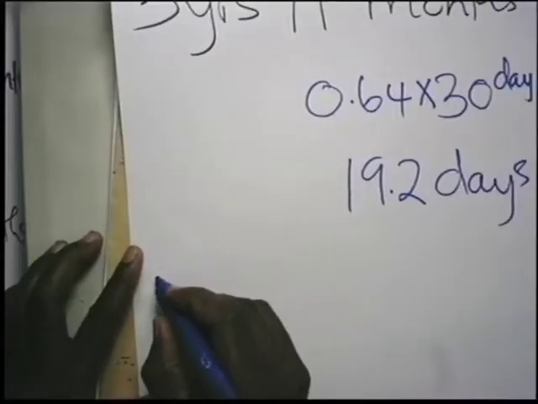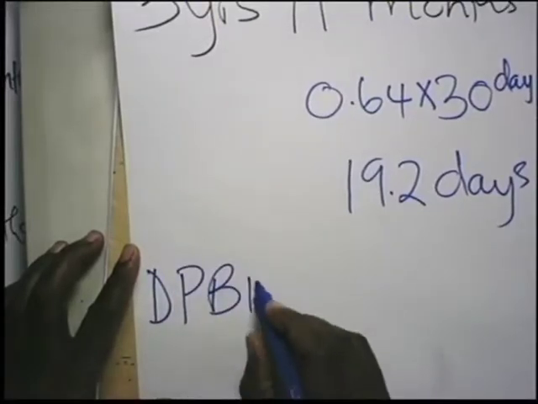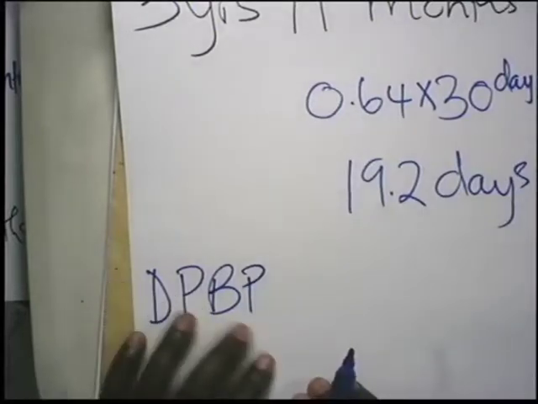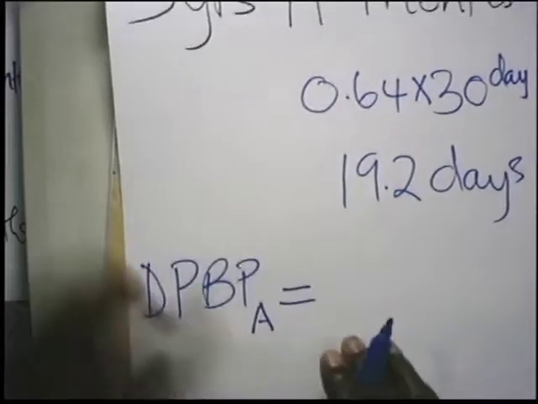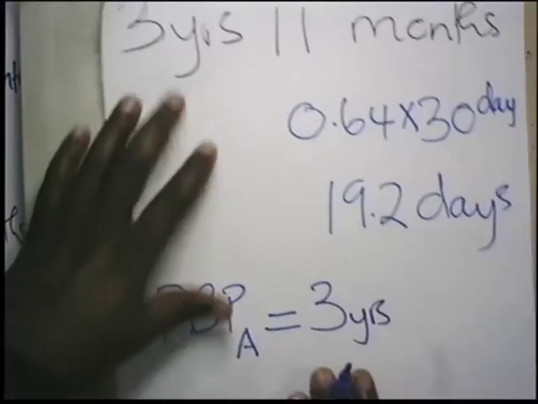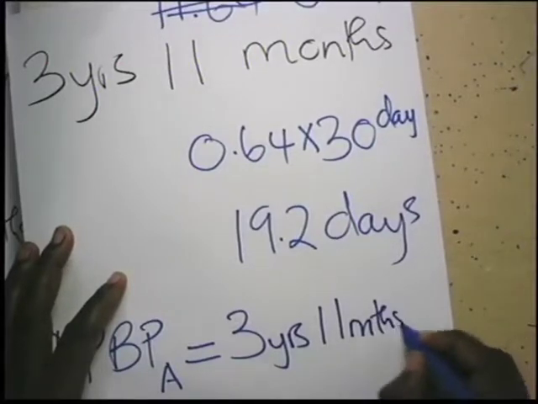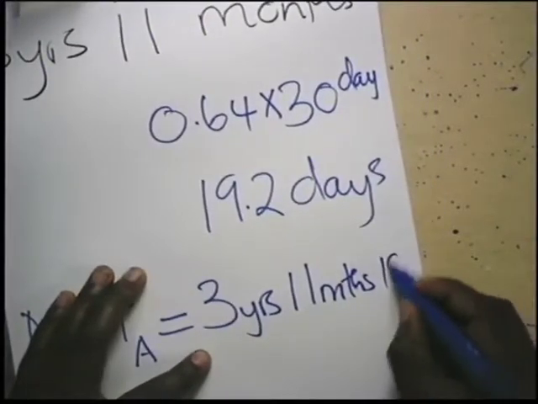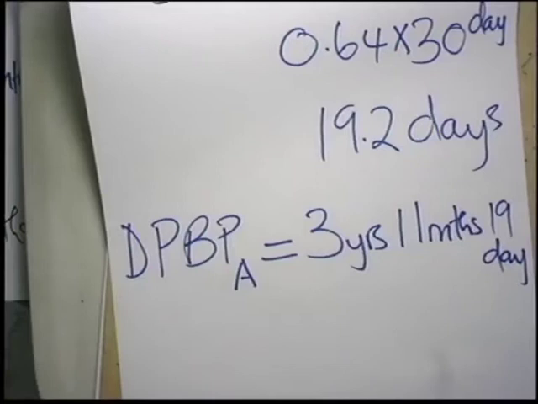Now, let's put things together here. What do we have? The discounted payback period, which I'll call discounted PBP, for our project A. Project A, it will be, remember we take the 3 years down, 3 years, right? How many months? 11 months, okay, and 19 days. That becomes our answer. That is our discounted payback period.